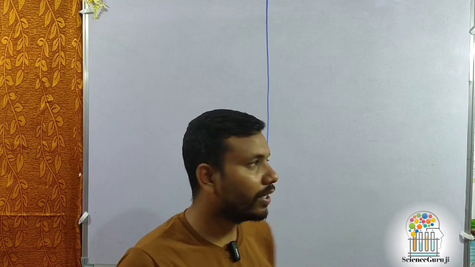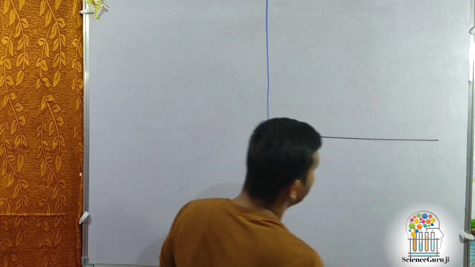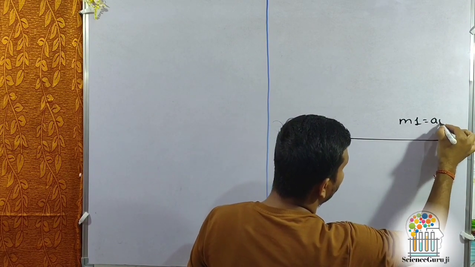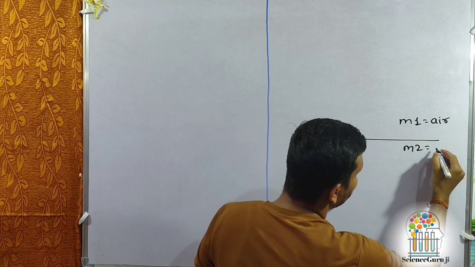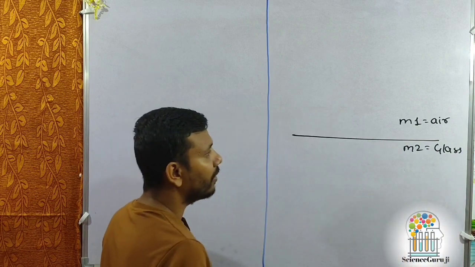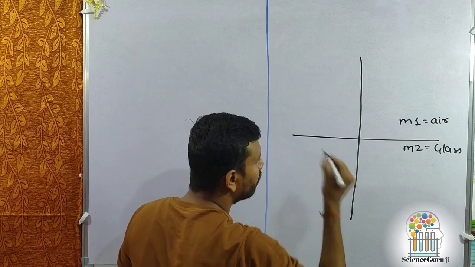Okay, and friends, our next topic of light is refraction of light. Let's understand what refraction of light is with the help of one diagram. Suppose we have two mediums here. Our first medium is air, and our second medium, suppose, is glass. Let's draw one normal line here.